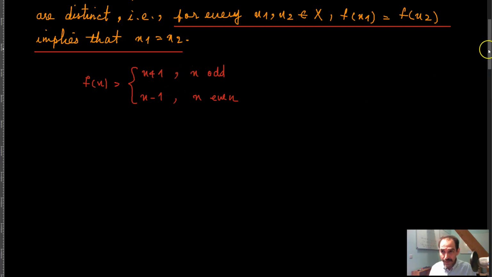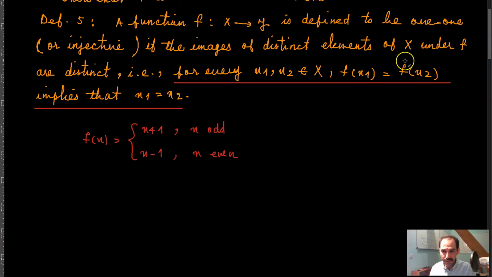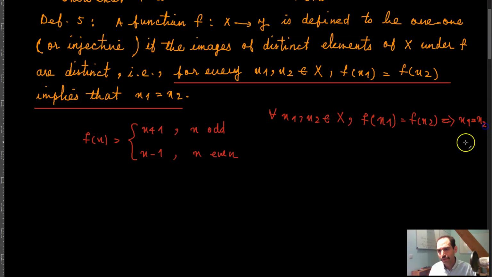Now, in order to prove that this is the case, that f of x1 is equal to f of x2 implies that x1 is equal to x2, you simply want to prove that for every x1 and x2 belonging to X, f of x1 is equal to f of x2 implies that x1 is equal to x2, right? Basically, this is just a part of the condition.